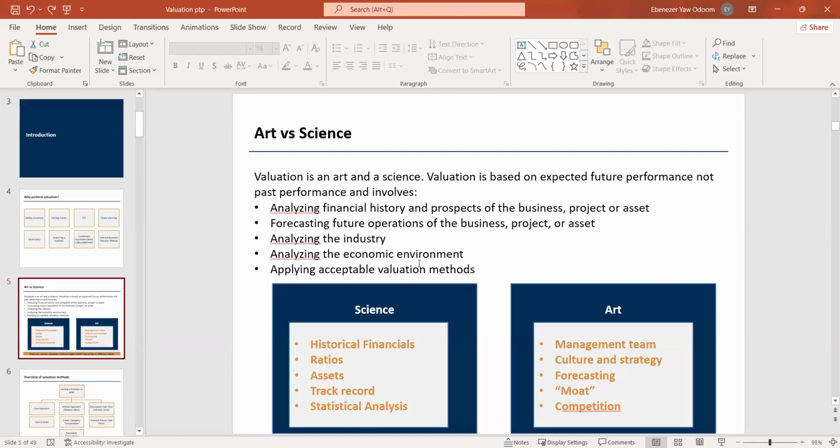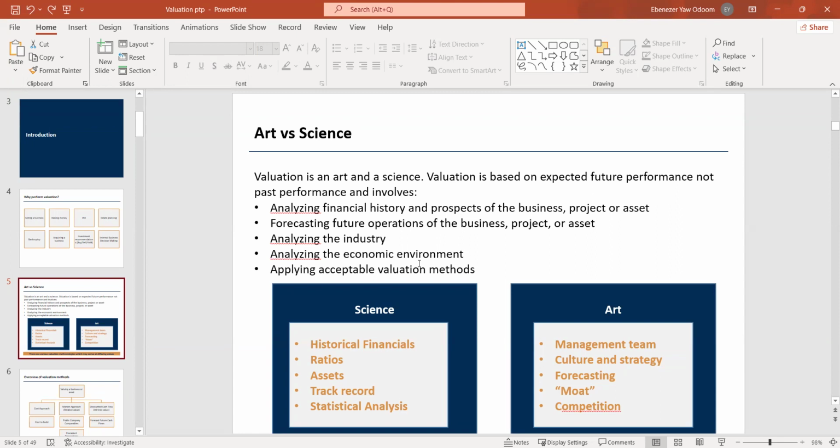Valuation typically involves analyzing the financial history of the business and the prospects of the business, their projects, and the assets. It also involves forecasting the future operations of the business, the future projects, or some future corporate actions that they intend to take. It also involves analyzing the industry, and the economic environment in which the business operates.